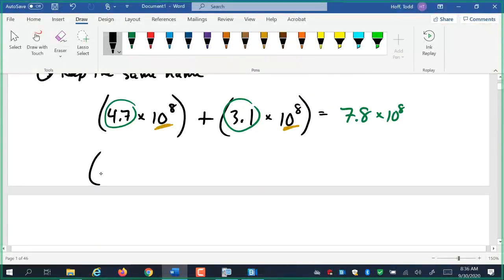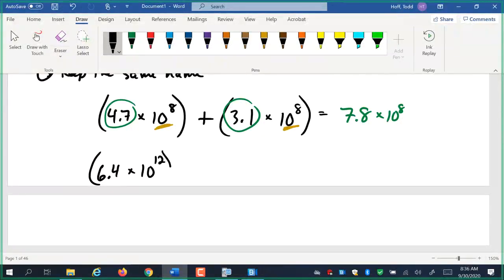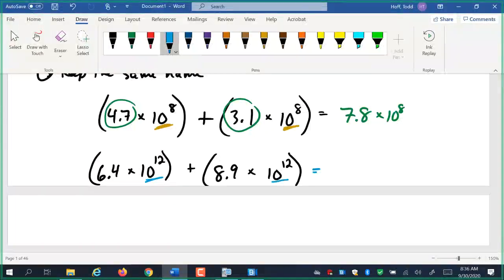We might have something a little bit more difficult. 6.4 times 10 to the 12th plus 8.9 times 10 to the 12th. Well, these still have the same name. They're both 10 to the 12th. So we'll combine the counts. 6.4 plus 8.9 is 15.3 times, we keep the same name, 10 to the 12th.